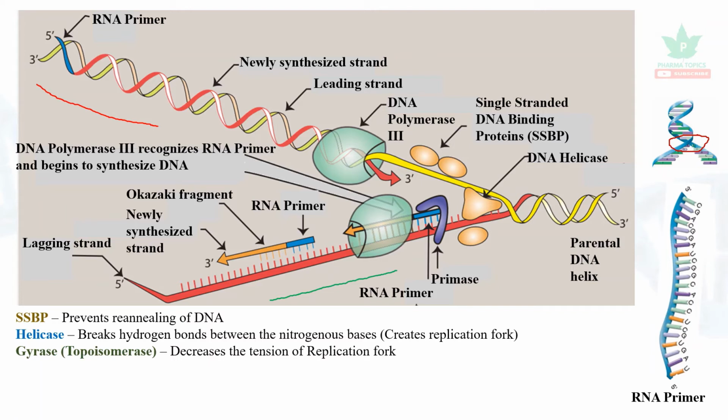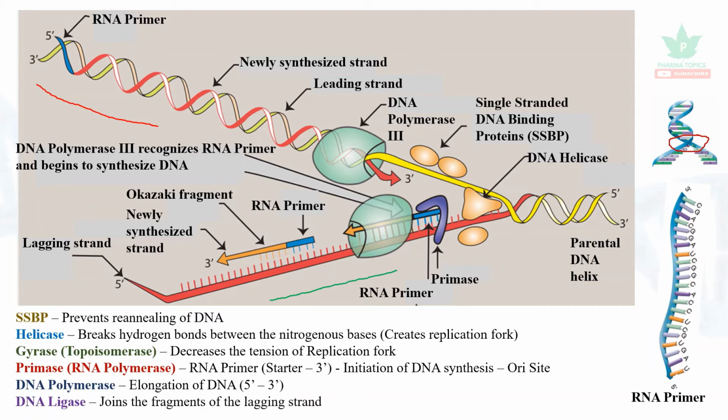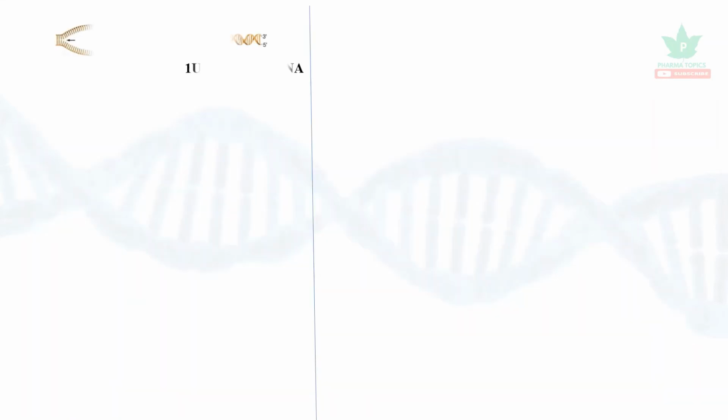When the replication fork is generated, it creates a tension which is reduced by DNA gyrase. Primase, otherwise called RNA polymerase, acts as a starter and initiates the DNA synthesis at the ORI site or the origin site. DNA polymerase causes elongation of DNA in the 5' to 3' direction, and DNA ligase joins the fragments of the lagging strand. So it will appear like this.